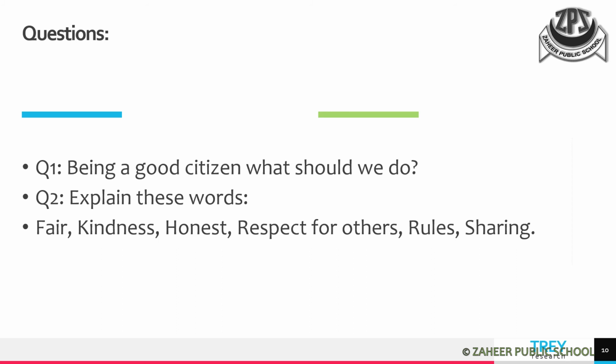You have to copy these questions in your copy and answer these questions on your own. In the first question, you have to write what you should do to be a good citizen. You have to write all the things you should do. And in the second question, you have to explain these words: fair, kindness, honest, respect for others, rules, and sharing. I have explained all these words in this class, so listen carefully and answer all these words on your own.